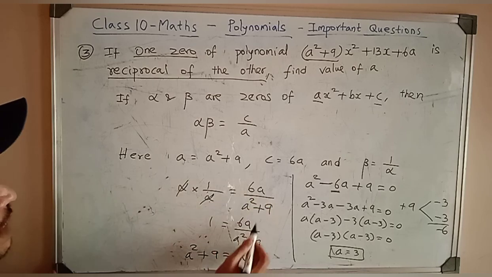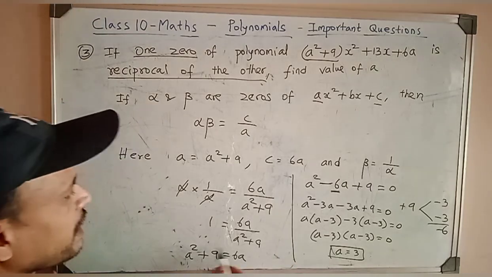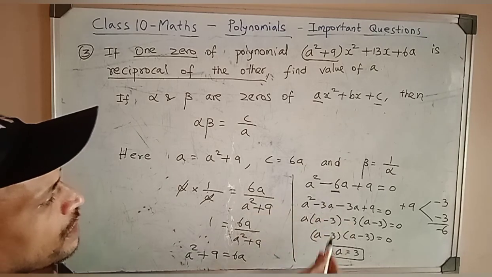1 is equal to 6a by a square plus 9. Taking to the right hand side, a square plus 9 is equal to 6a. Now taking 6a this side, it becomes minus 6a. Now I have to split the middle term.